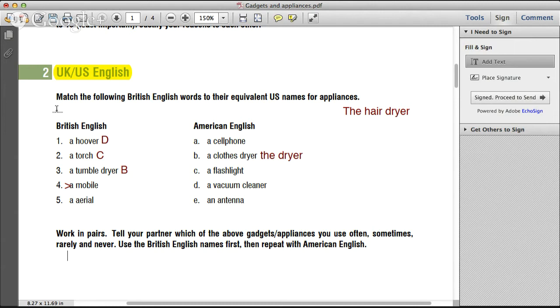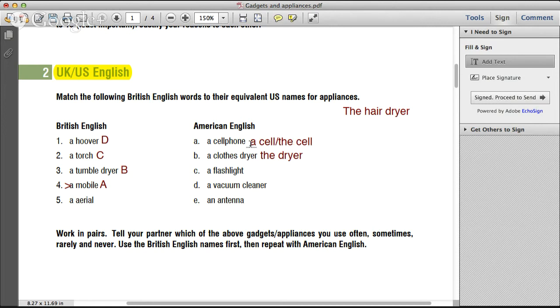A mobile is a cell phone. Exactly. So that is a cell phone, and in the United States, we usually call this a cell, okay, or the cell.